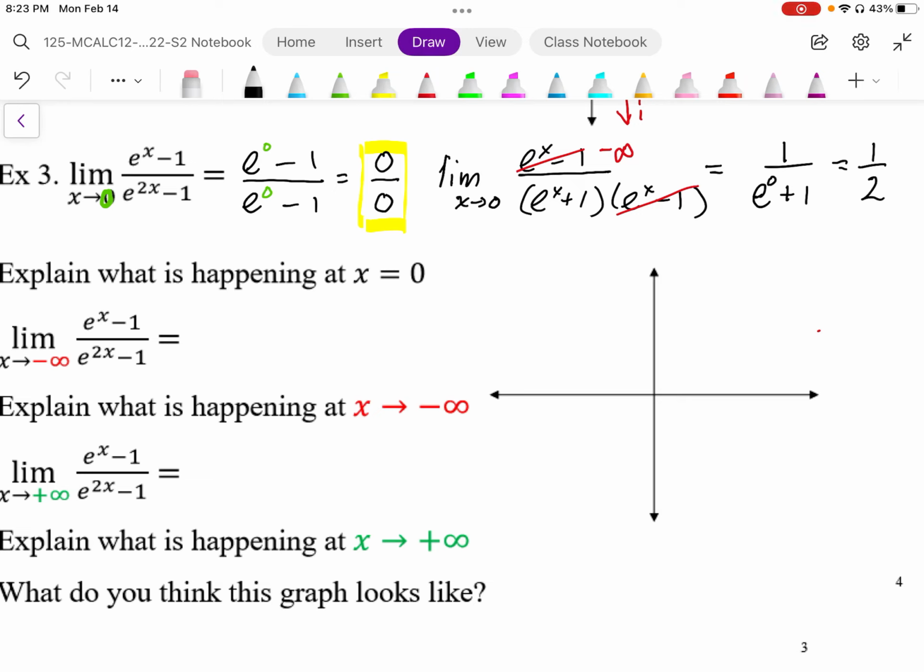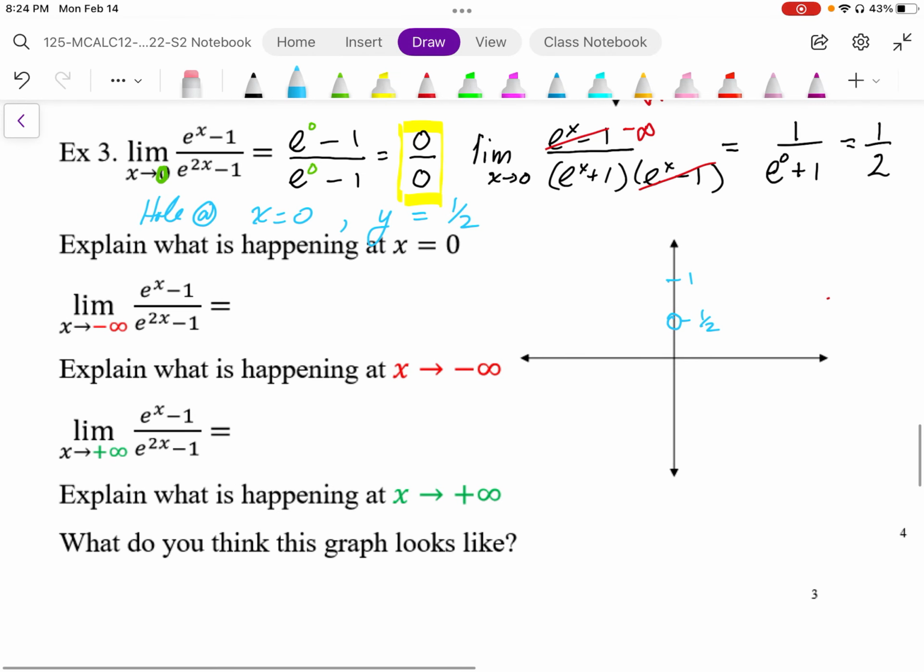So what's happening at x equals 0? It really is actually a hole because I have factors that cancel. So I end up with a hole at x equals 0, and the y-coordinate of that hole, the limit, is going to be 1/2. So if I put on my y-axis, my hole is going to be right about there. Okay, I have an undefined value that cancels, so that is going to be a hole.